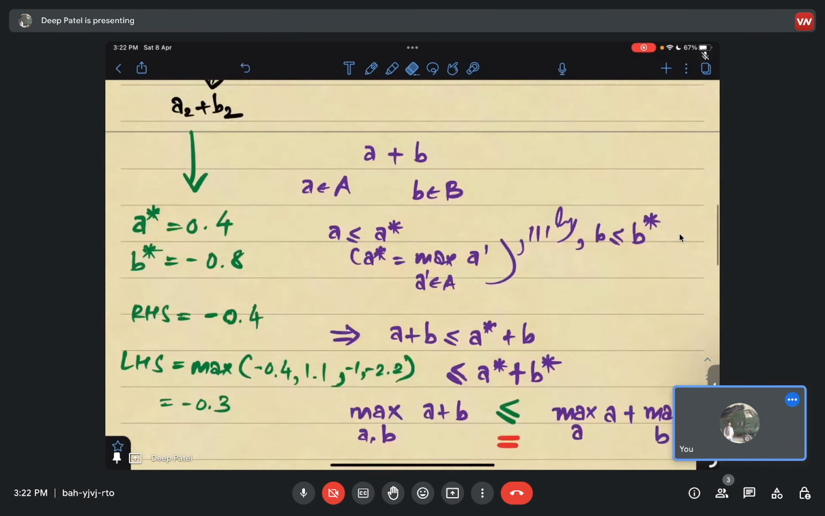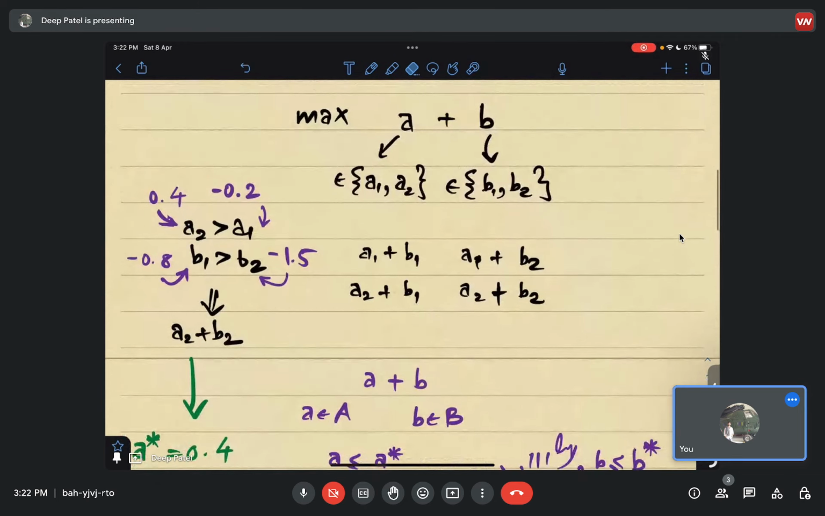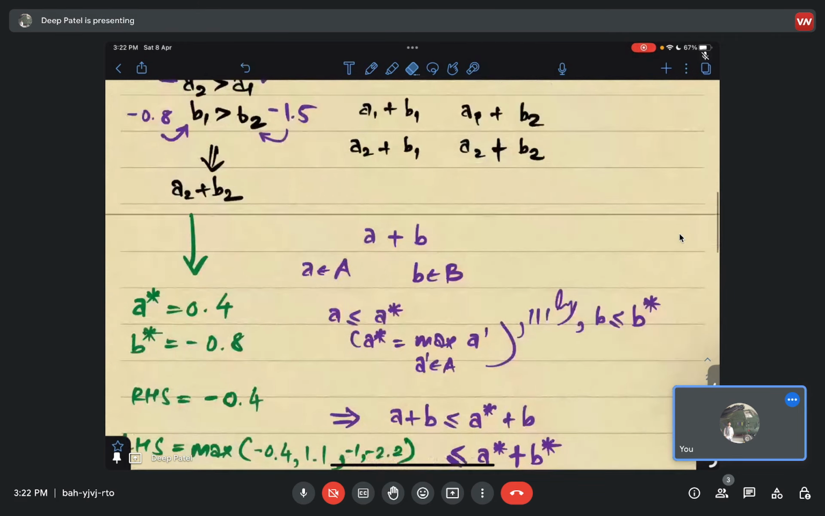Right. So, just wondering what values will work here.